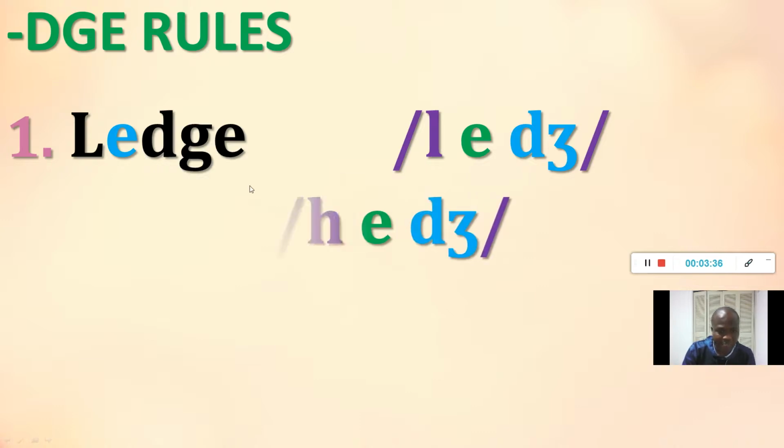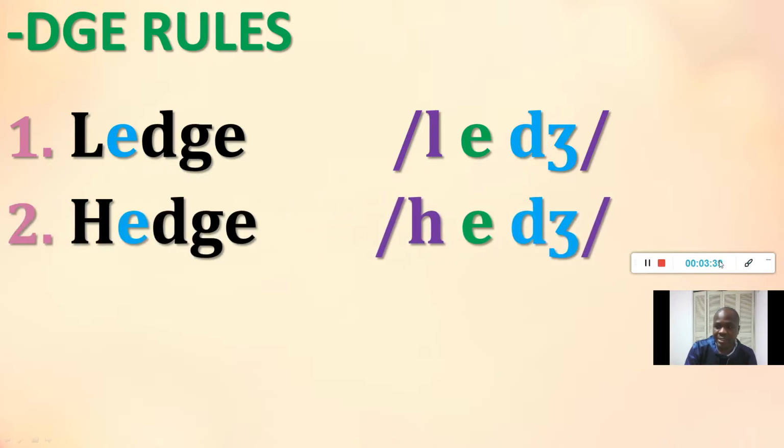Let's look at the next example. The next example is hedge. Hedge. So the word hedge, we still have our E, which is a short vowel. Therefore, it must end with DG because it is a short vowel, or it is a closed syllable.